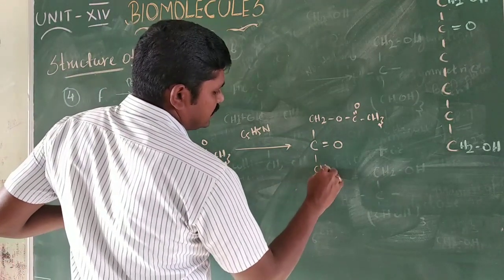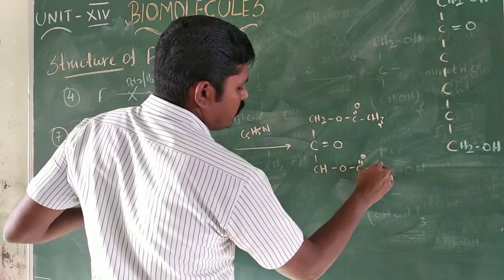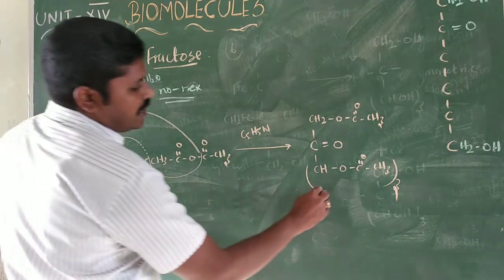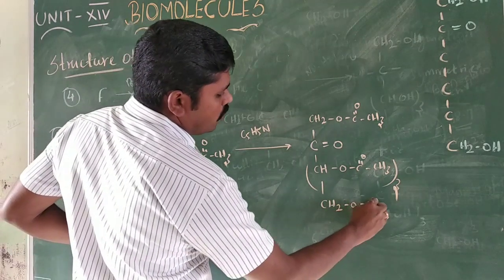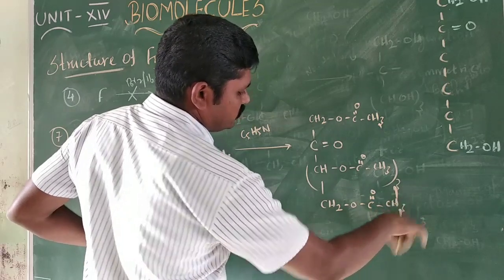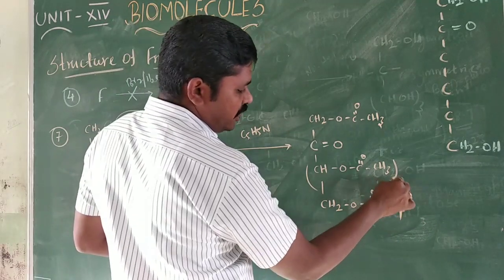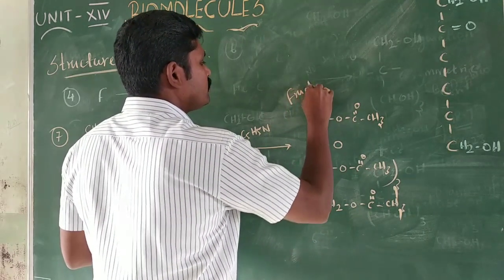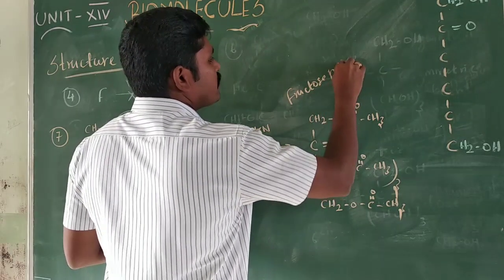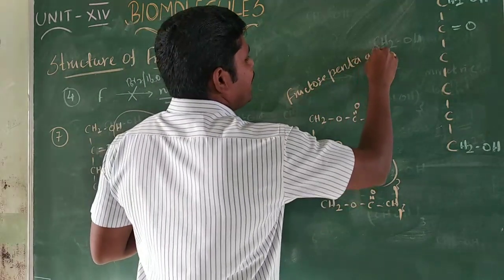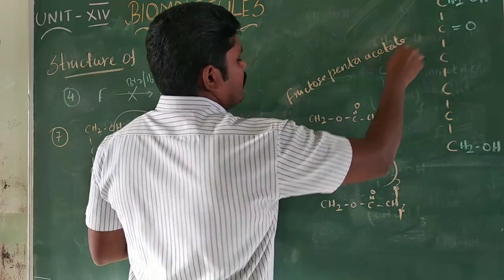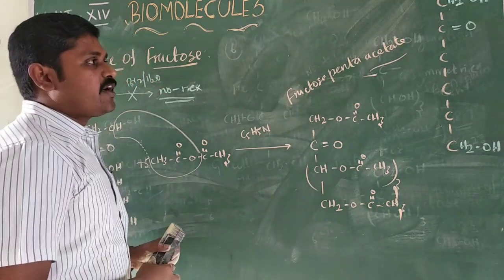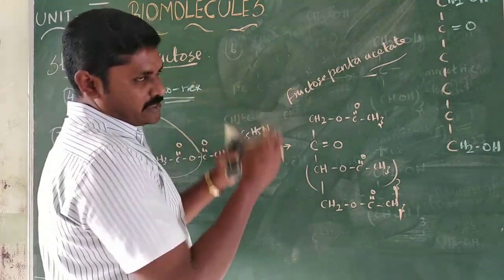The acetyl groups, CHO, C double bond O, CH3, appear on carbons 1, 3, 4, 5 and 6. This is fructose pentaacetate. This reaction indicates that the fructose structure has five hydroxy groups.